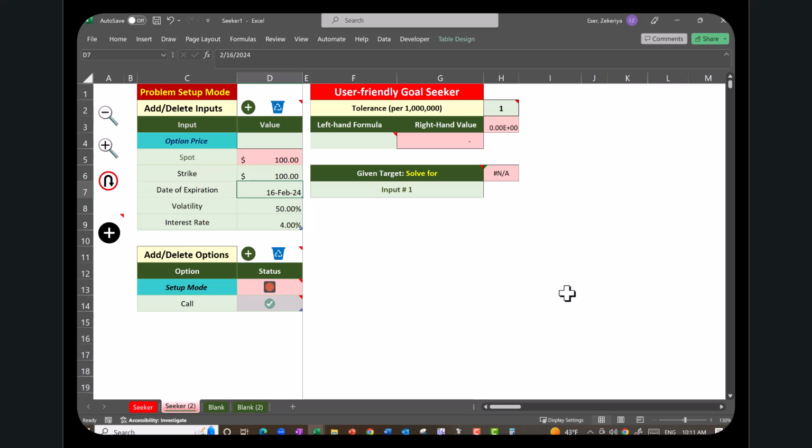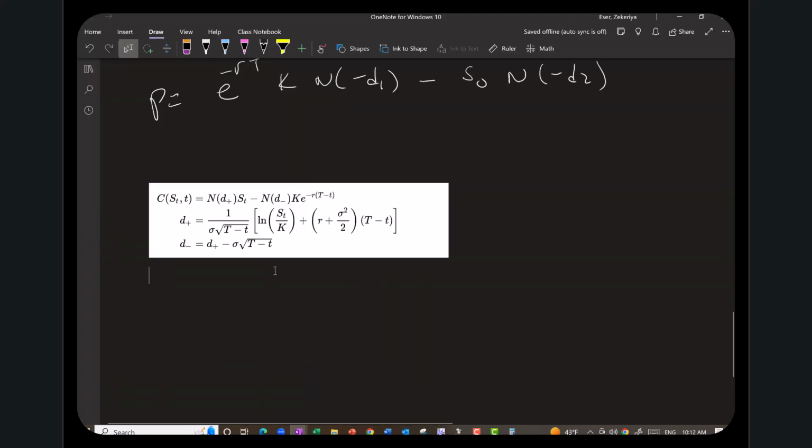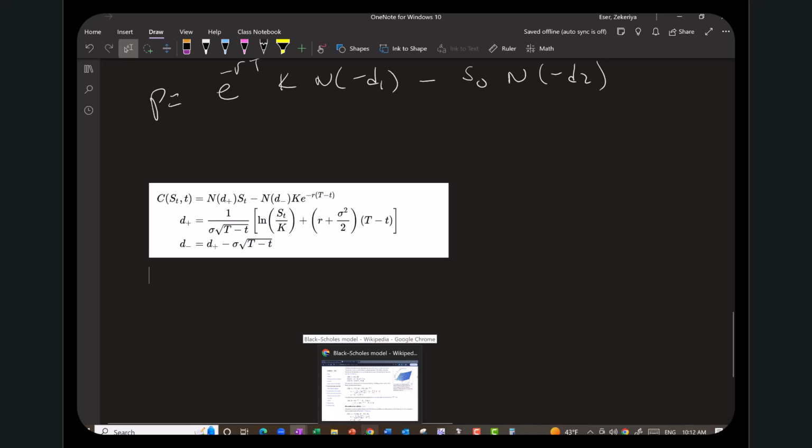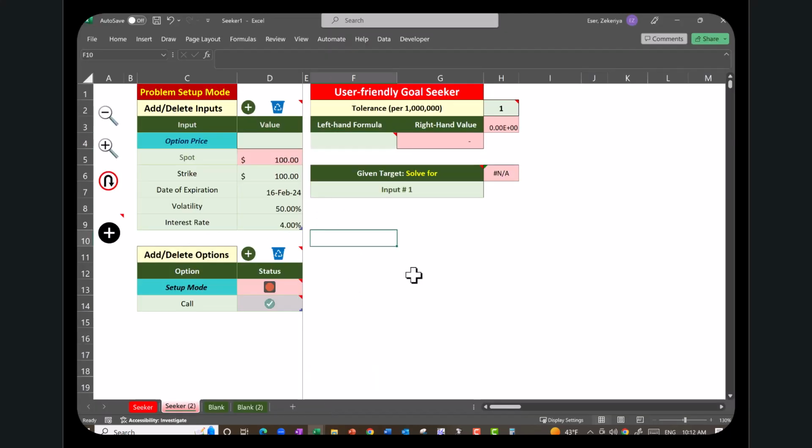For now, I'm just going to do the call, but I need to enter the formula there. As you can see, there are kind of 3 moving pieces in there. You know, this D1, D2, and this little thing. I mean, I can write the whole thing in one sitting, but why kill myself? So I'm going to call this PV of strike.